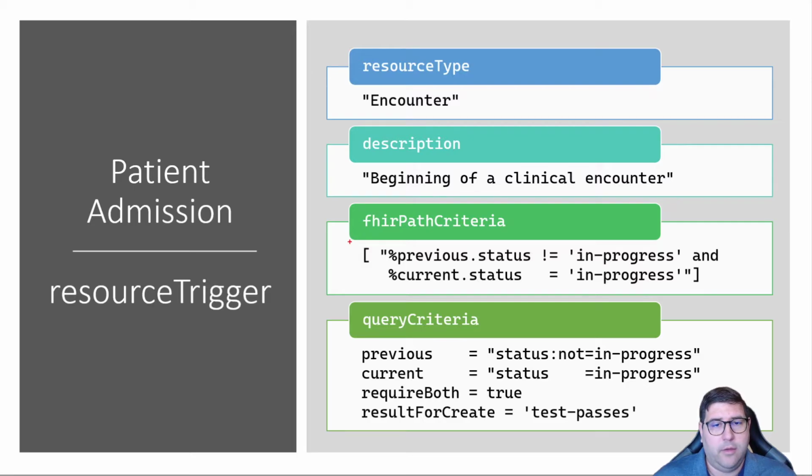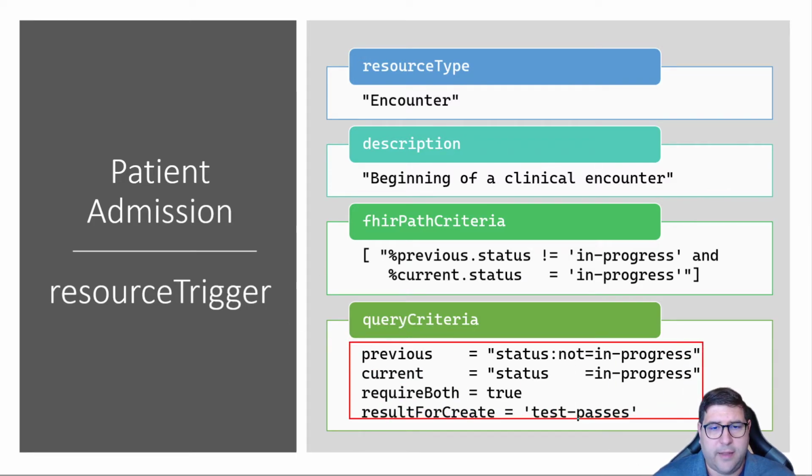In FHIRPath, you might say that. And again, there are definitions for things like this previous and current variable to say that the previous is the state before the operation is applied, and the current is the one after. So what we're looking for is whenever the previous status is not in progress and the current status is in progress. This is a very basic definition. It doesn't have all the null checking and different things like that, but you get the flavor of what it is. All of that's expressible in FHIRPath.